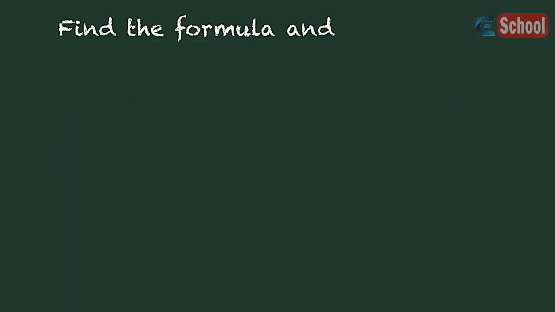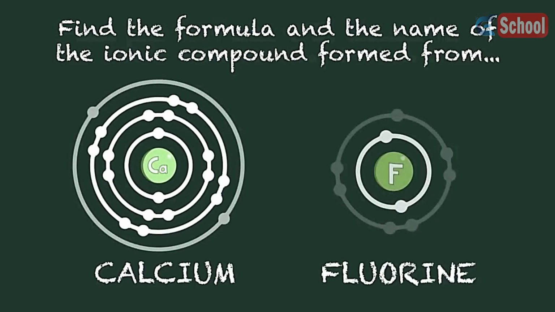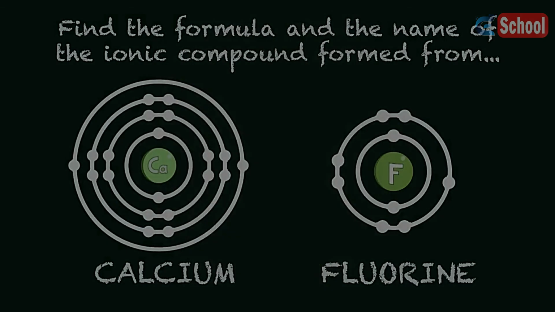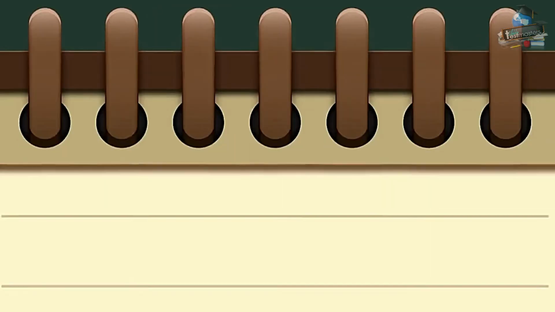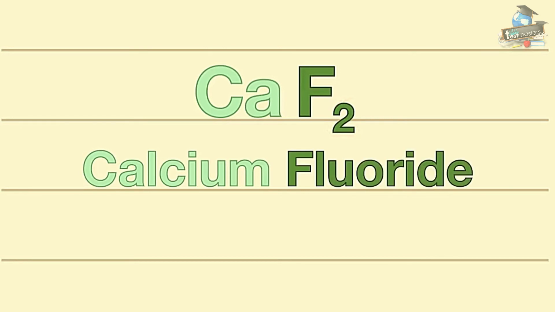Find the formula and the name of the ionic compound formed from calcium and fluorine. Please pause the lesson and resume once you are done to check the answer. The formula is CaF2, with the 2 written in subscript, and the name is calcium fluoride.